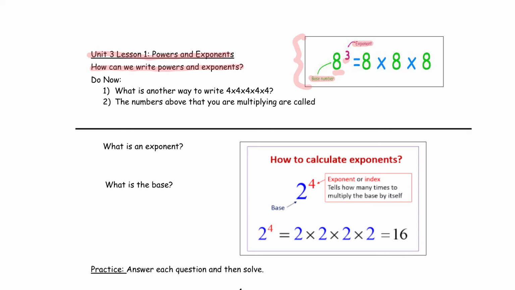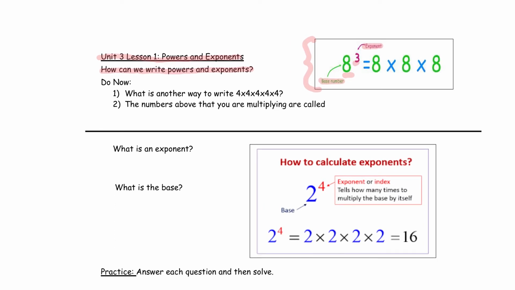Let's get started with the do now. What is another way to write 4 times 4 times 4 times 4 times 4? Well, we kind of gave you a little clue here. I bet you it's using an exponent. We could say 4, because that's the number we're multiplying, and then it's 1, 2, 3, 4, 5. 4 to the 5th power is another way we could write it.